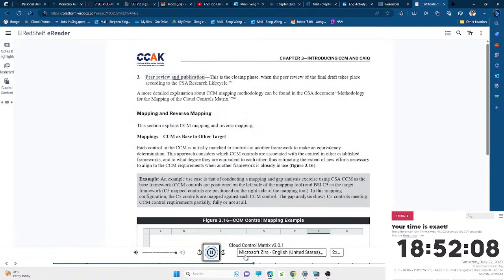3. Peer review and publication. This is the closing phase, when the peer review of the final draft takes place, according to the CSA research life cycle. A more detailed explanation about CCM mapping methodology can be found in the CSA document Methodology for the Mapping of the Cloud Controls Matrix. Mapping and Reverse Mapping.